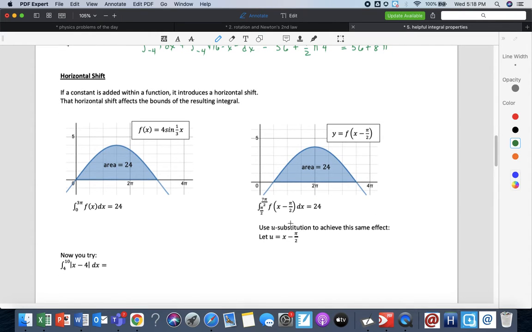And you could also get that result by using u substitution. So if I let u equal x minus pi over 2, then du is dx, and I get back to this expression. Also if I change my bounds.